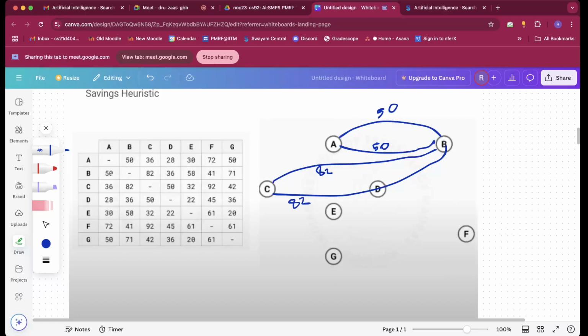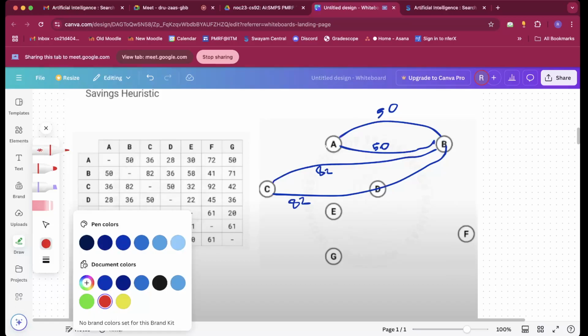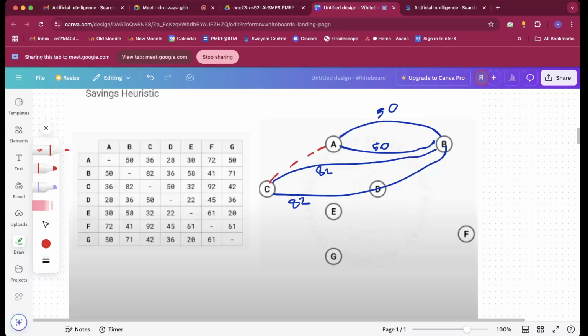Next what we have to do is, if we want to add an edge between A and C, we would incur a specific savings, and that saving will be computed as follows: we will remove one of these edges, one of these, and instead we will connect A and C. So the savings for adding the edge A to C would be 50 plus 82, because we are removing 50 from A to B, we are removing 82 from B to C, and if we add A to C, that would incur a cost of 36.